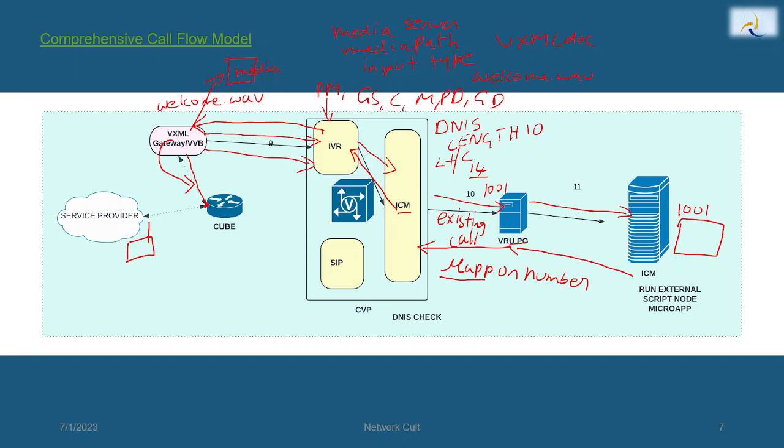And the ICM subsystem, as usual, will check the DNIS length. Again, the DNIS length is 14 now, with the label and the correlation ID. The ICM subsystem separates the label and the correlation ID and then forwards the call to the ICM. ICM will check the correlation ID and it will come to know about the transaction, and it will look for the control of the call, and the control of the call is in the script, that is in the run external script.